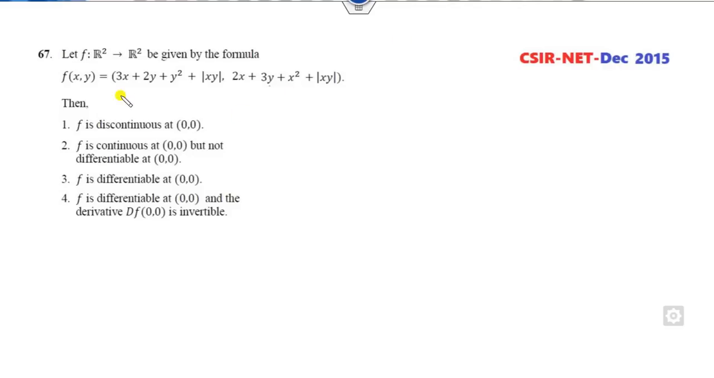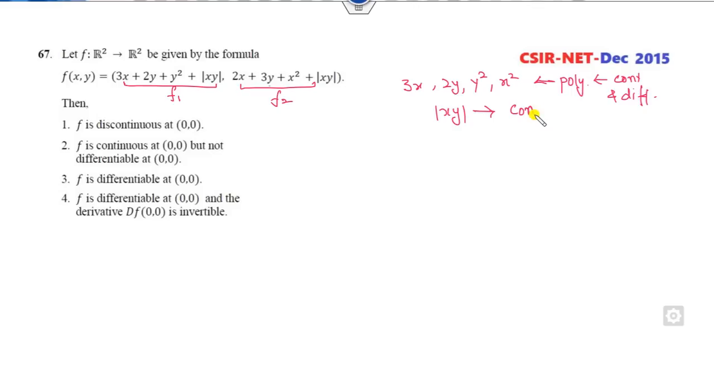Okay, look at another question. There are two functions. I call this f1, this is f2. We are discussing continuity and differentiability. Look at that. 3x, 2y, y squared, x squared are all polynomials, and every polynomial is continuous and differentiable. Another thing is |xy|, which is continuous. So f1 is continuous, f2 is continuous, so f is continuous. So this option is cancelled out.